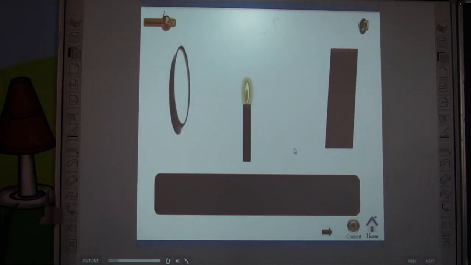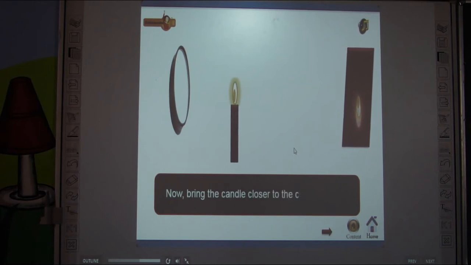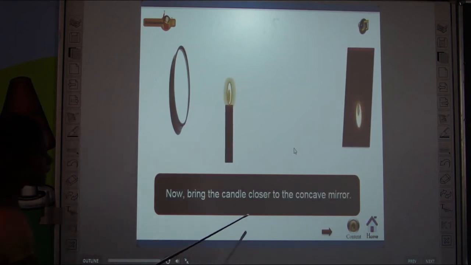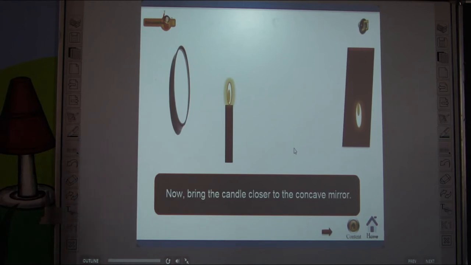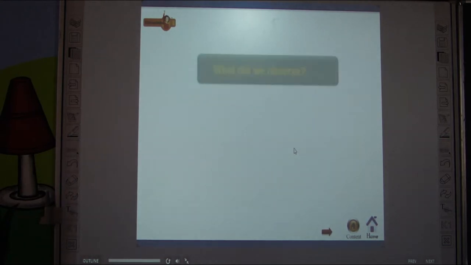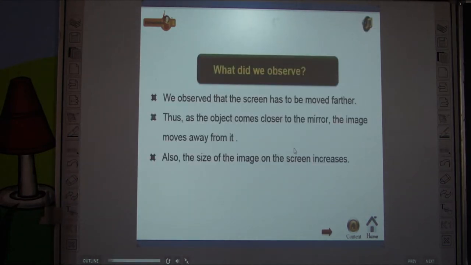And the same experiment is done. Now bring the candle closer to the concave mirror. What can we observe in this case? We observe that the screen has to be moved further. Thus, as the object comes closer to the mirror, the image moves away from it. Also the size of the image on the screen increases. So we can get a large image of the object.